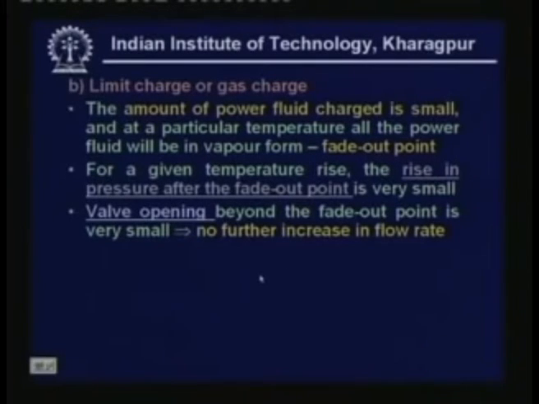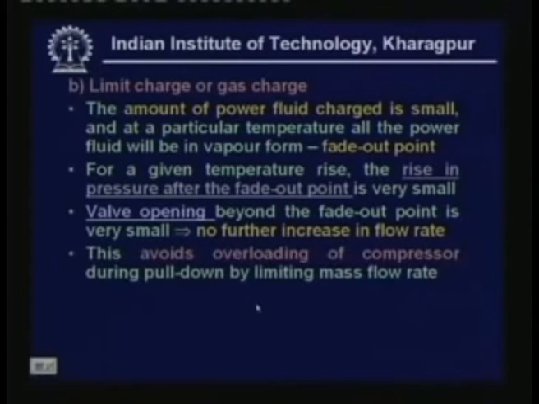Okay, so beyond the fade out point, no further increase in flow rate. So what is the advantage of this? If there is no further increase in flow rate beyond this point, the overloading of compressor can be avoided during pull down time. Okay, so the advantage of using this limit charge valve or gas charge valve is that whenever the system operates during the pull down, you find that the valve will not open beyond a certain point.